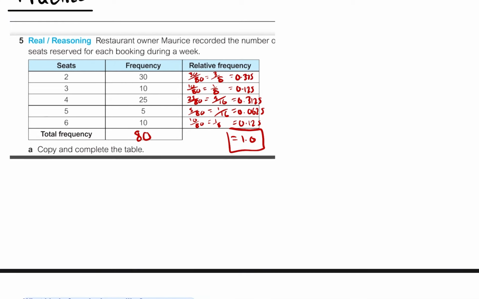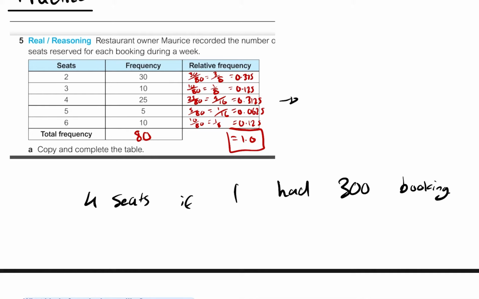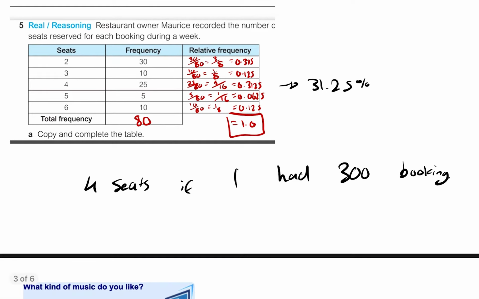So here again, how many people would I expect to book 4 seats if I had, let's say, 300 bookings? Well, our relative frequency is telling us that we should have 31.25% of all bookings. So we will do 0.3125 times our 300 bookings. So essentially, we're saying there's going to be 300 bookings next week.